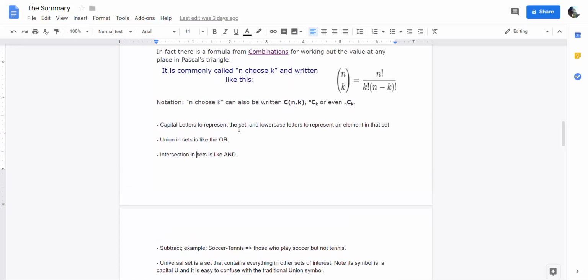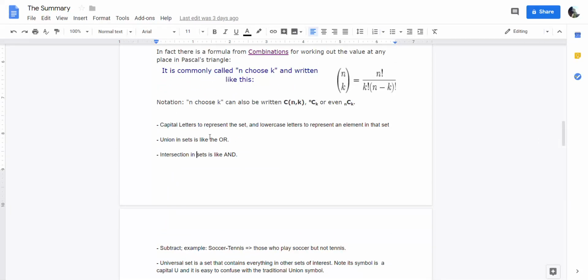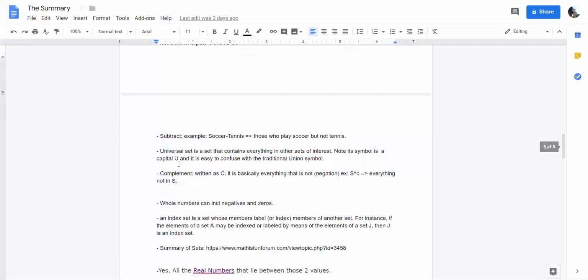We were also acquainted with the union and the intersection. The union is basically the or, and the intersection is the and. Venn diagrams are the best way to visualize these sets and easily extract the unions and the intersections. The subtraction is basically saying you eliminate the elements from a specific set.